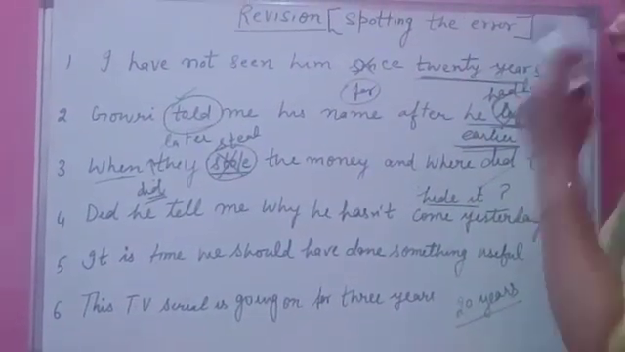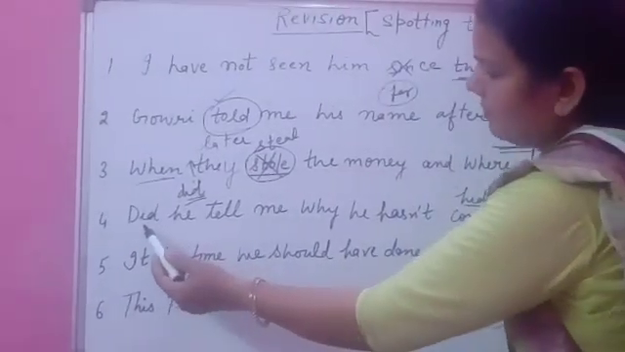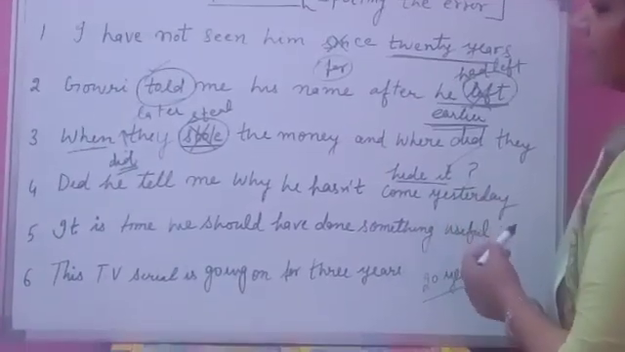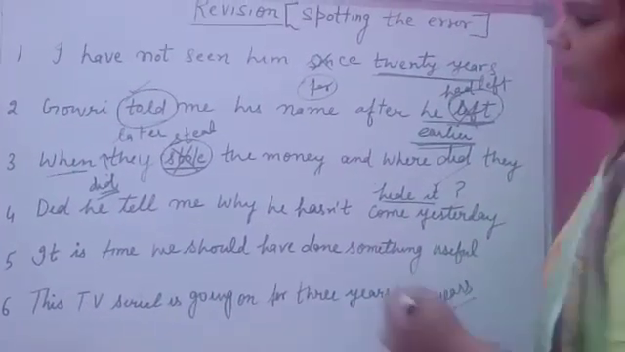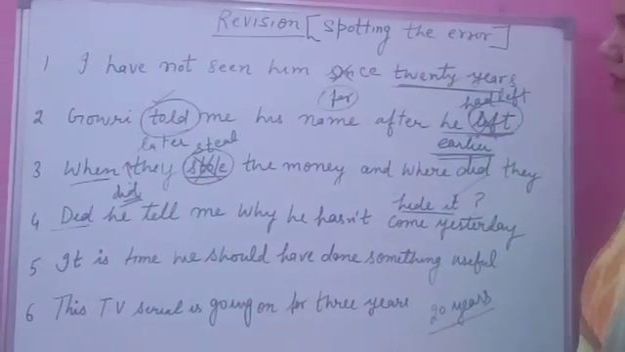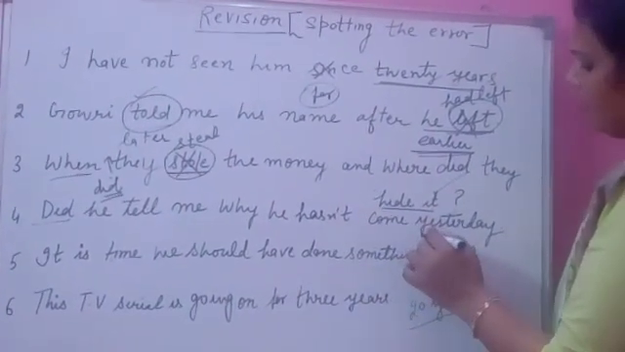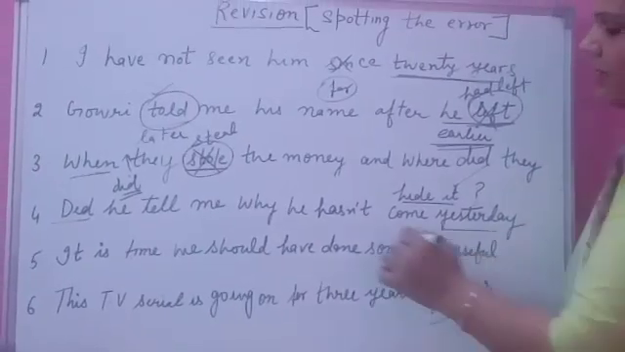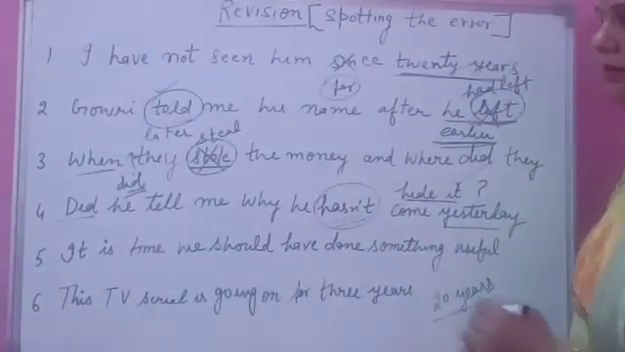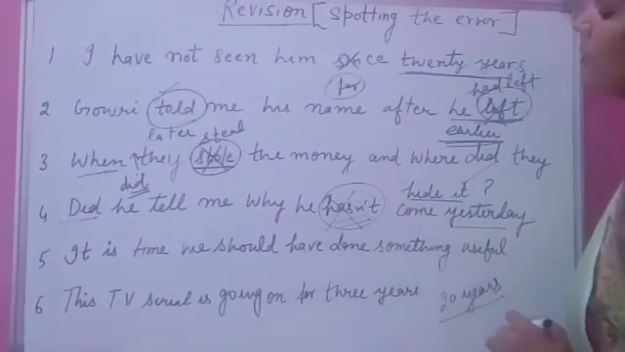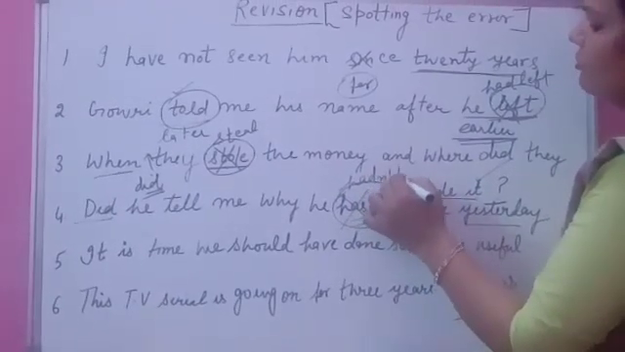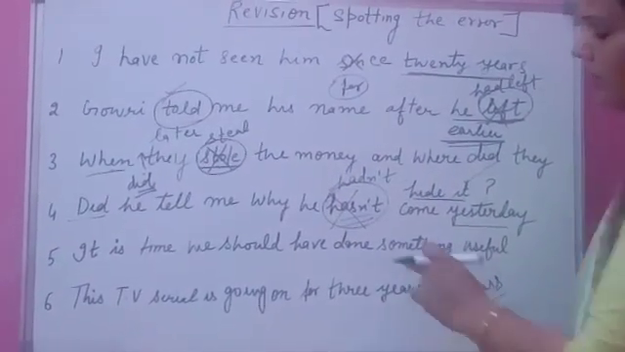Clear? In the fourth sentence: "Did he tell me why he hasn't come yesterday?" Very easy sentence, because "did", you can see, we have already discussed. Clear? Past tense, and "yesterday" is also there, past tense, but present perfect is used here. That is wrong. You have to use "hadn't" in place of "hasn't", the short form of "had not". Clear? Understand?